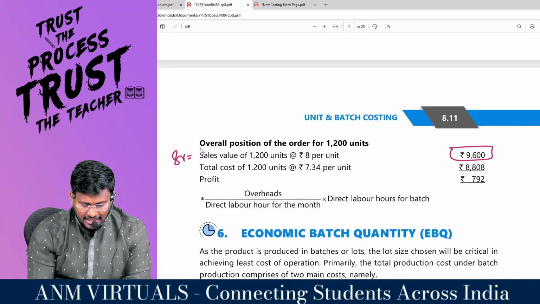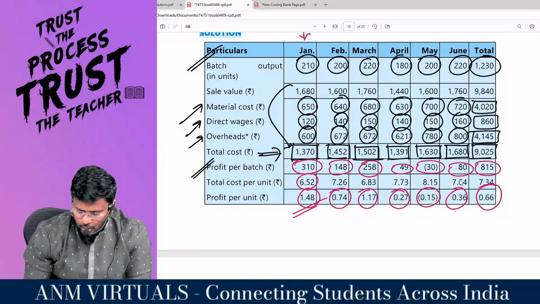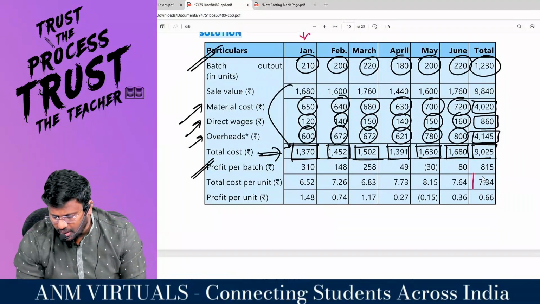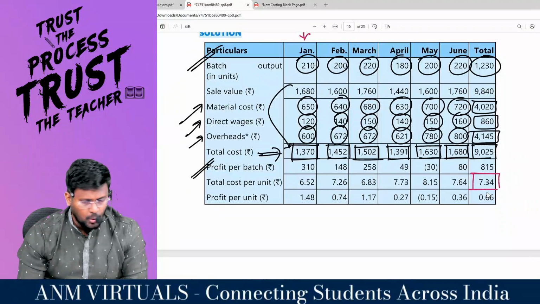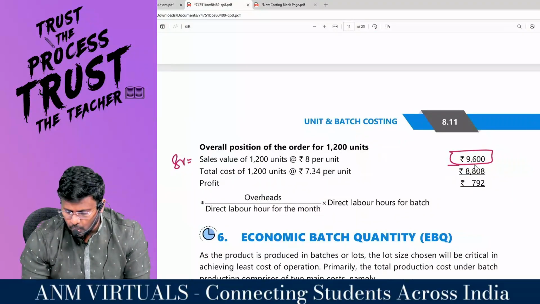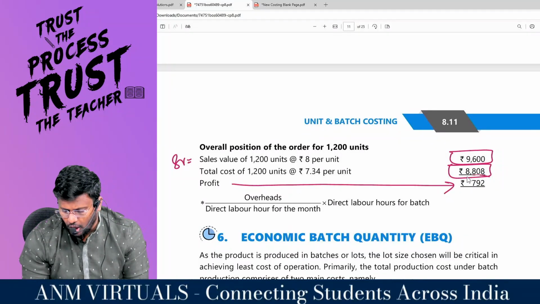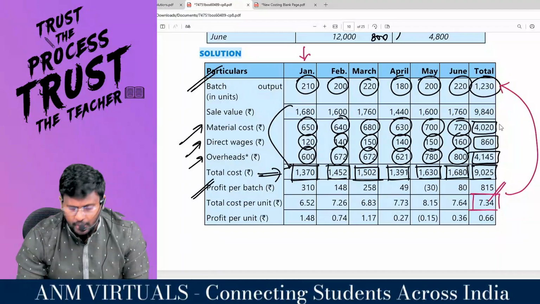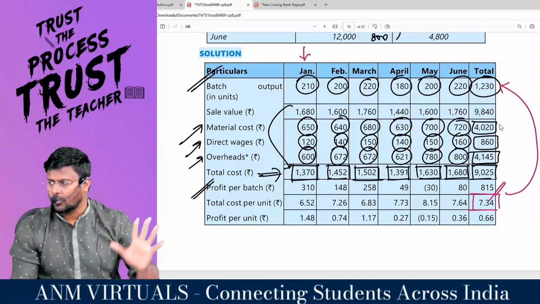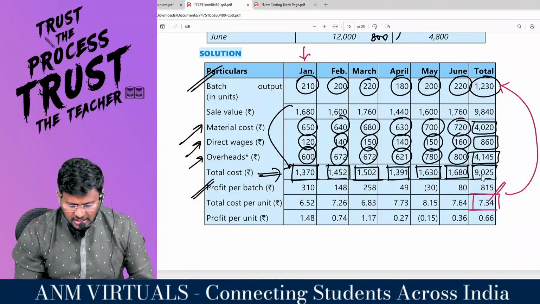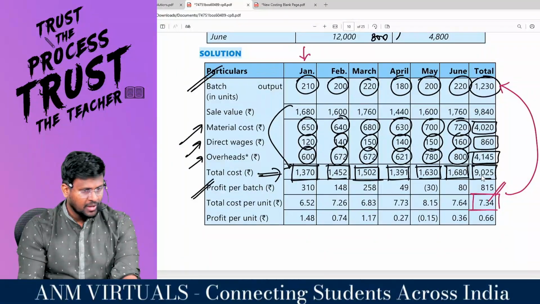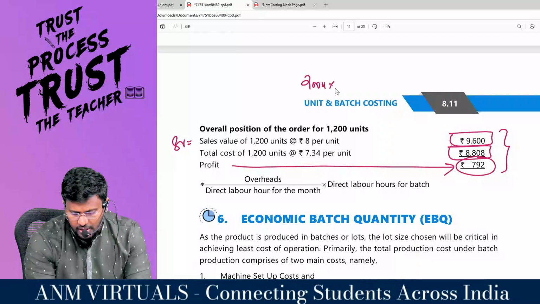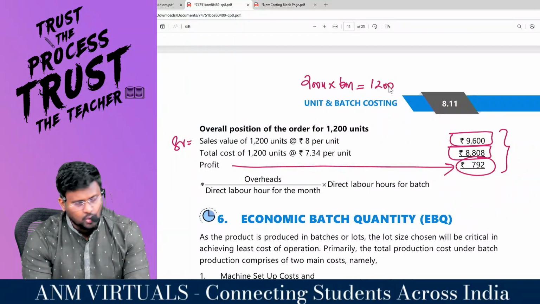Yes, sir. What is the cost per unit? Overall cost per unit, whatever may be the batch, 7.34. So 7.34 into 1200 units comes to 8808. So there is a profit of 790. Sir, this profit is 815. That is for how many units? 1230 units. It will not match. This is for the factory as a whole profit and loss. This is the profit and loss for that particular consignment, which is every month 200 units, for 6 months, which comes to 1200.